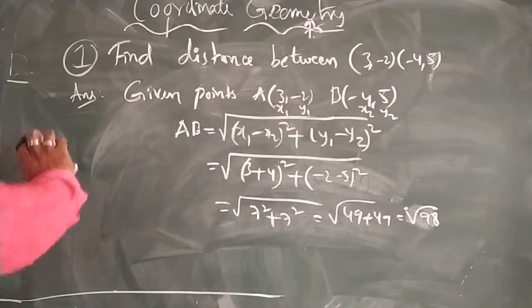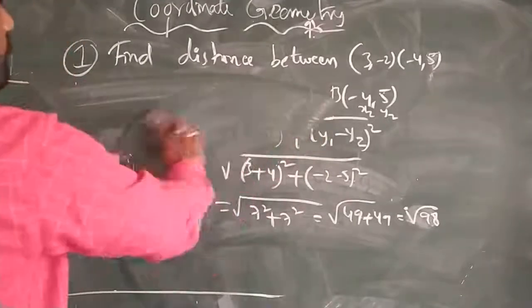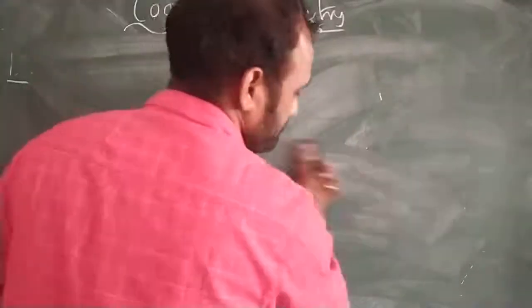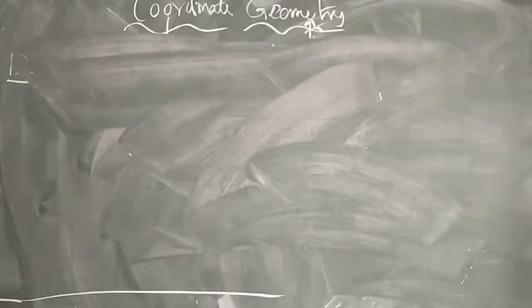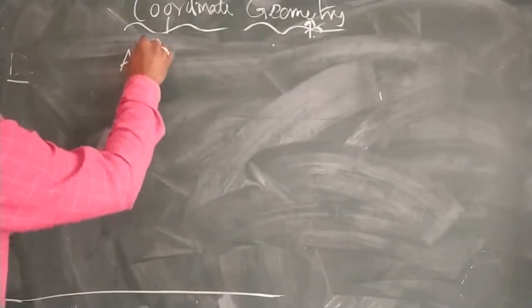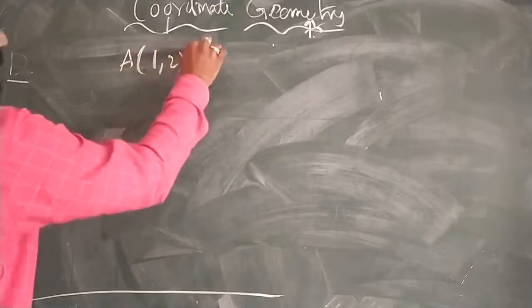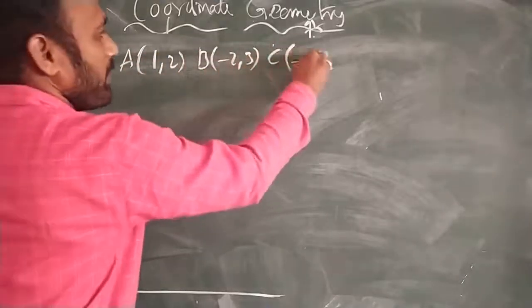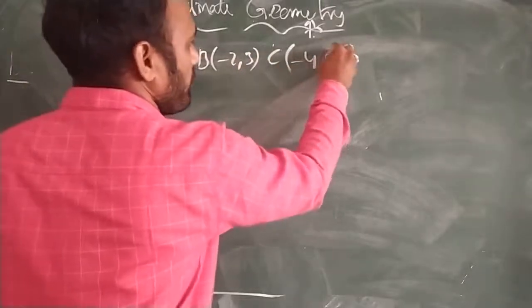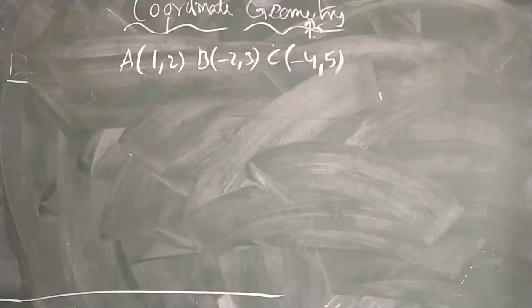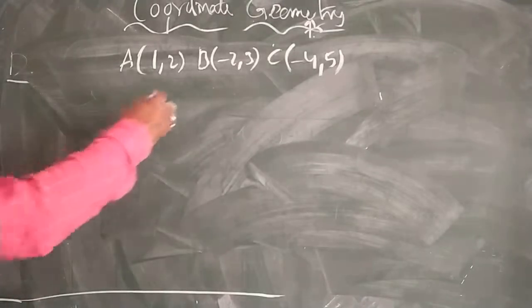Now let us see another question. What are the various types of questions that are going to come with this concept, distance between 2 points? In the questions, he will give 3 points. Let us suppose A 1 comma 2, B minus 2 comma 3, C minus 4 comma 5. So 3 points are given. We know that if 3 points are given, then there is a chance of forming a triangle.